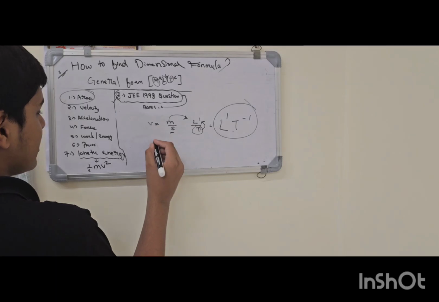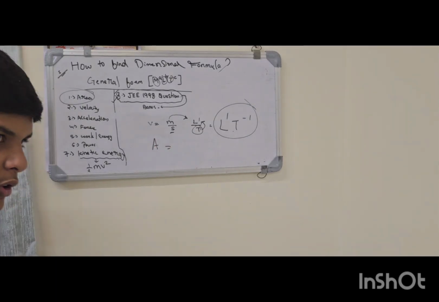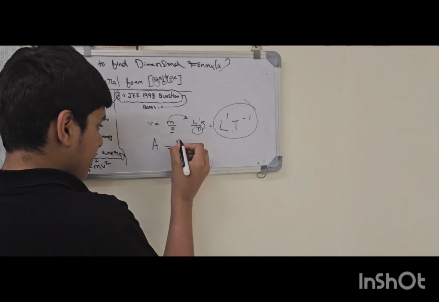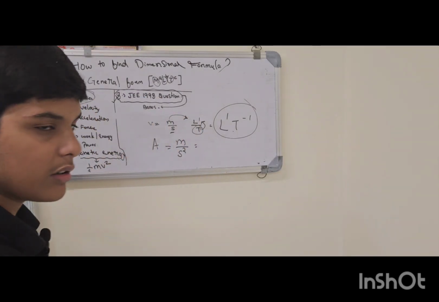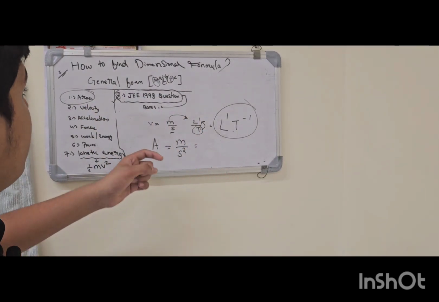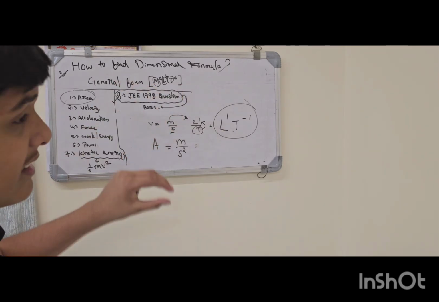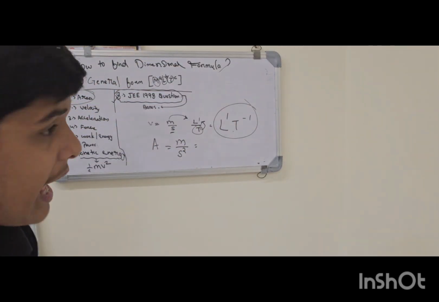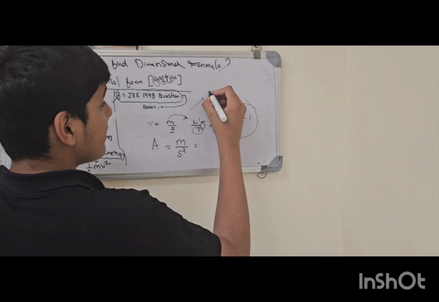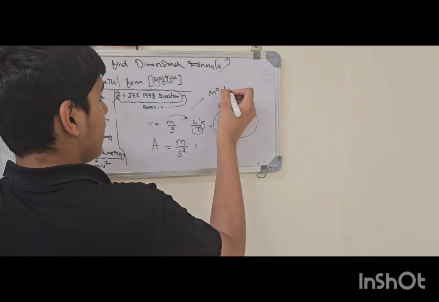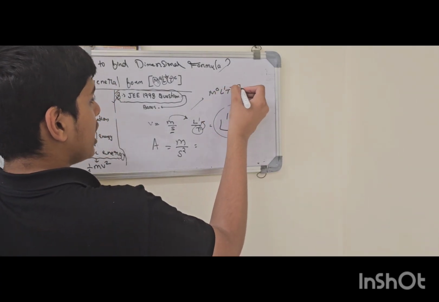Acceleration, you also try to do on your own. Acceleration is equal to meter per second square. Now look, because dimension formula always has to have these three things, this is the general form. I am just writing it like this, but you can write in general form. In general form, how will you write velocity? M0 L1 T to the power -1. You will write like this.